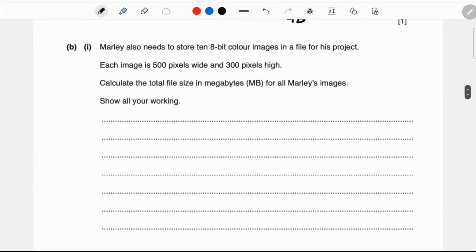Move on to the next question. The next question looks like it's talking about someone who is called Marley. Okay, so we have someone called Marley, and she wants to store 10 8-bit color images. 10 again, look at that, 10 again. Please pay attention to the number of images. Each image, okay, 500 pixels wide, 300 pixels high. So this again, I want to label it like usual. This is the image resolution.